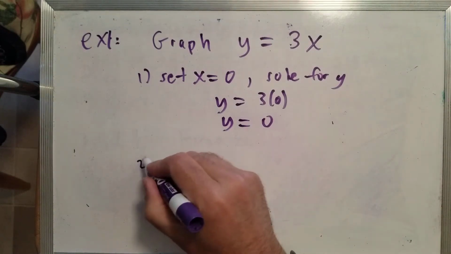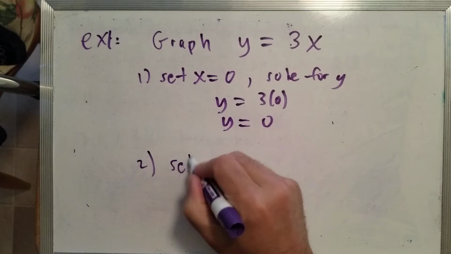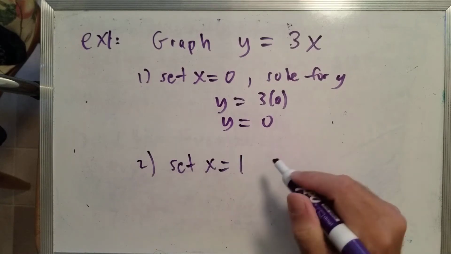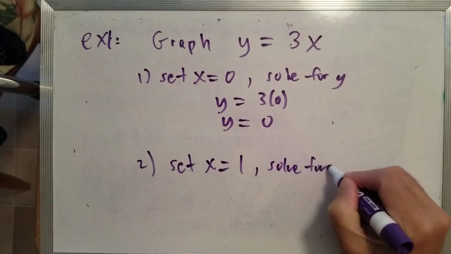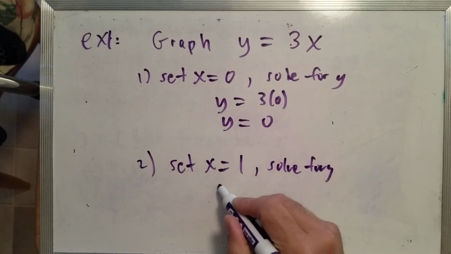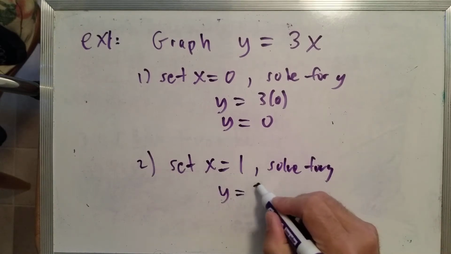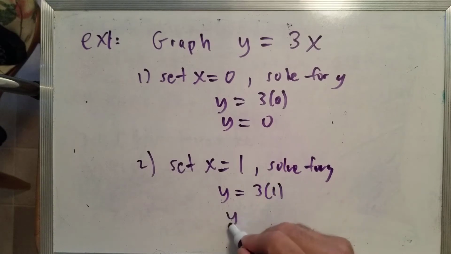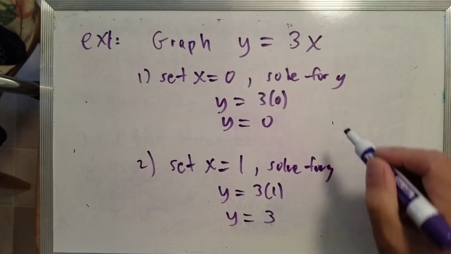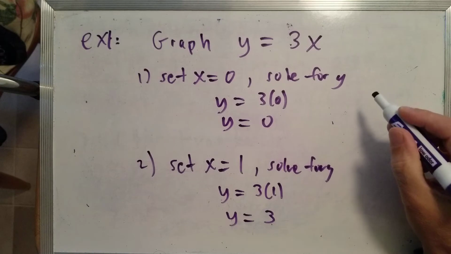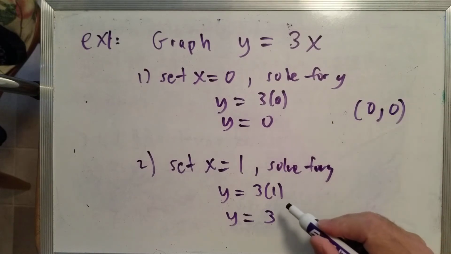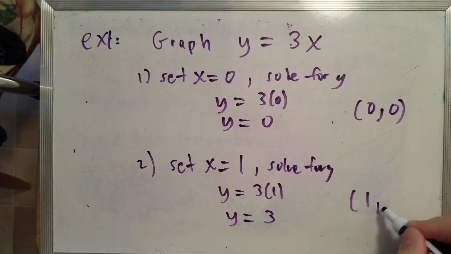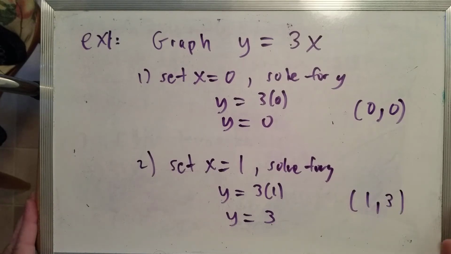And in order to do that, I'm going to set x equal to 1 and solve for y. So when x equals 1, I get y equals 3 times 1, or y equals 3. So from this first step, I got 0, 0 is on the line. From the second step, I got 1, 3 is on the line, and I can use those 2 points to graph the line.